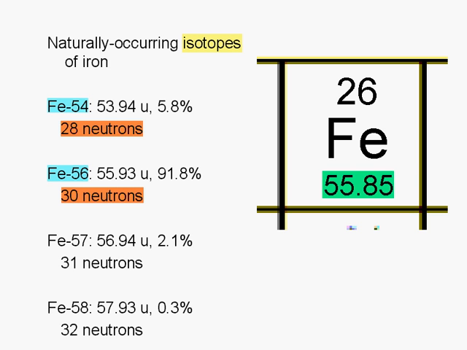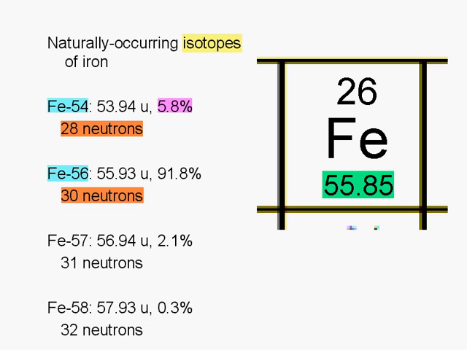The number we see in the periodic table is the average mass of atoms in a naturally occurring sample. We can look up the relative abundance of the isotopes of iron. For iron 54, it's 5.8%. That's about 6%. That means if you were to randomly pick 100 iron atoms from a naturally occurring sample, about 6 out of 100 atoms would be iron 54.